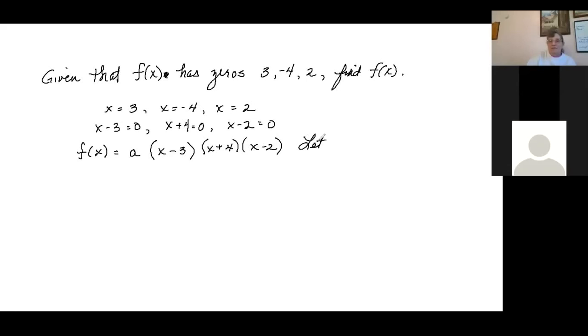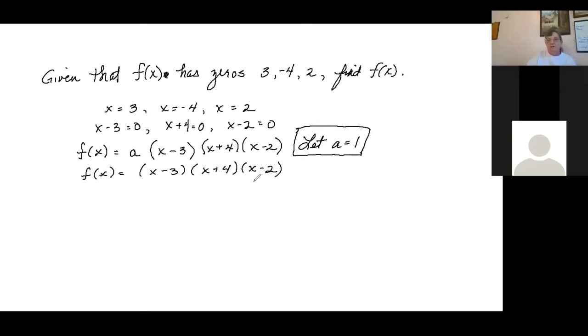Now, for simplicity's sake, let's just always say we're going to let the multiple equal 1, in which case f of x is x minus 3 times x plus 4 times x minus 2. So we won't need this line anymore. From now on, we're just going to take the simplest multiple of this. Now this is your function, but the polynomial is what you get when you multiply this out.